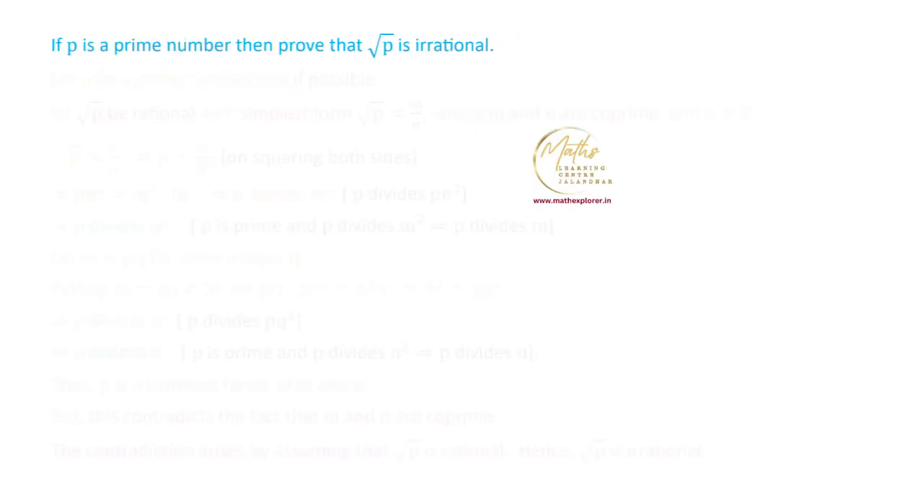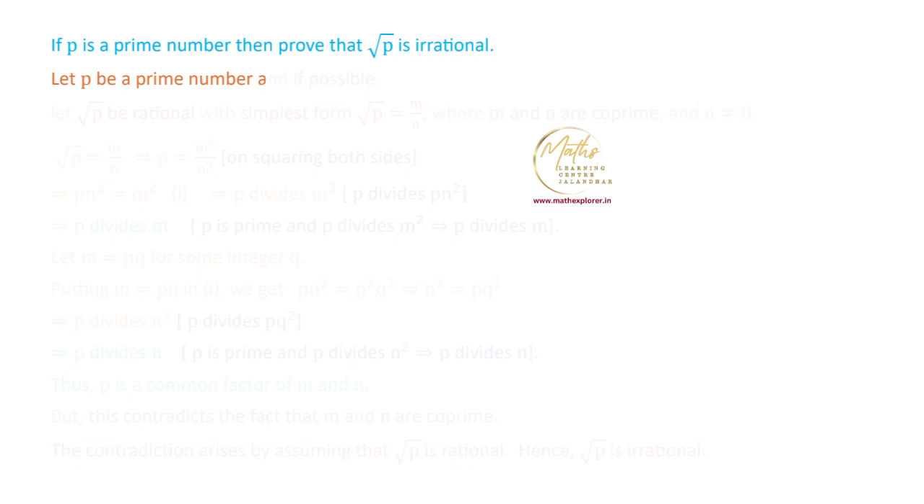Now the first result we have is, if p is a prime number, then we have to prove that square root p is irrational. So we suppose that we have a prime number p, and if possible, we have to prove that square root p is irrational. We are going to use the method of contradiction to prove this result.